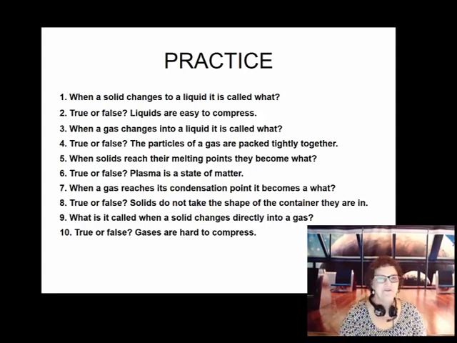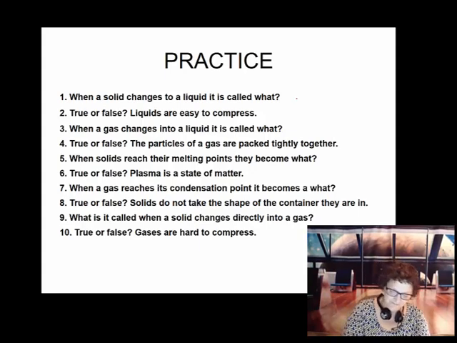All right, so when a solid changes to a liquid, what is that process called? It's called melting.